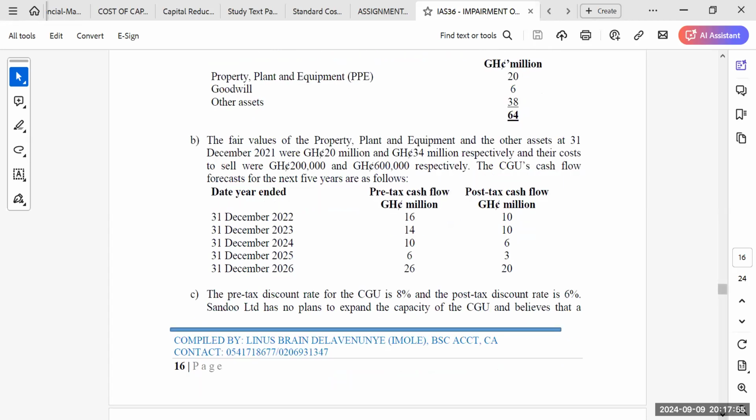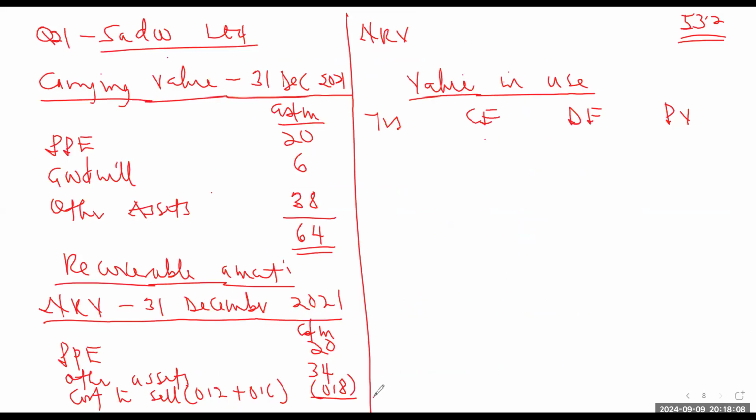Which of the cash flows are we going to be using? Pre-tax cash flow. So we use pre-tax cash flow. We start from 2022. They can give you the 2021 cash flow, ignore it. Cash flow should be arising a year from now. So we have 2022, 2023, 2024, 2025. Do you have 2026? Okay, 2026 is the last one. What are their respective pre-tax cash flows?